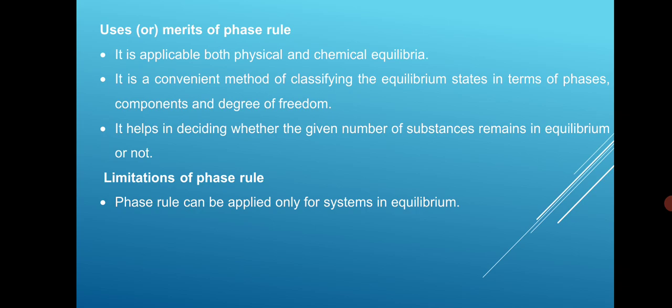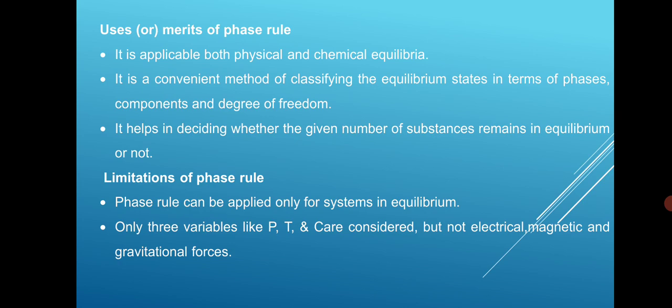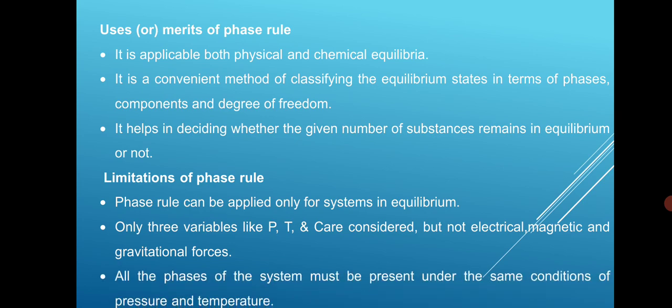Similarly, this phase rule also possesses some limitations. It can be applied only to systems in equilibrium. The three variables, pressure, temperature and concentration, are considered, but not electrical, magnetic and gravitational forces.